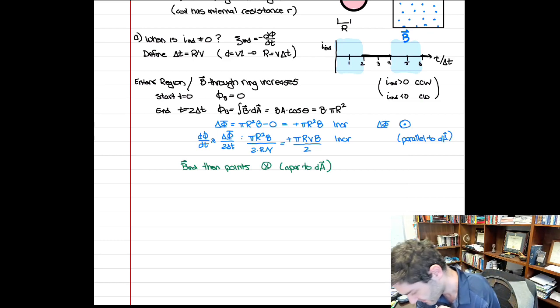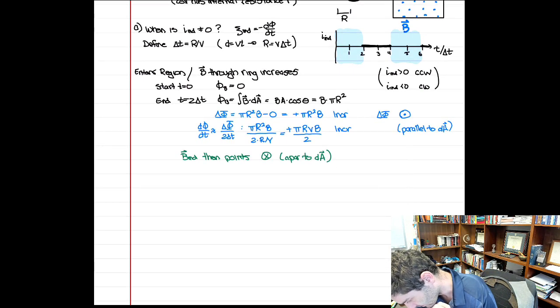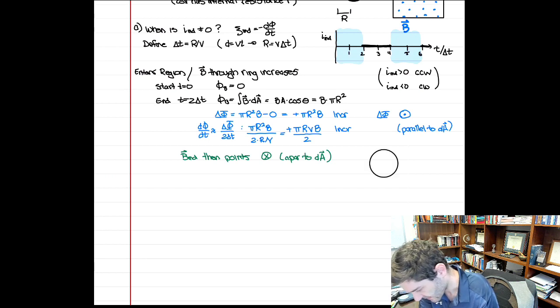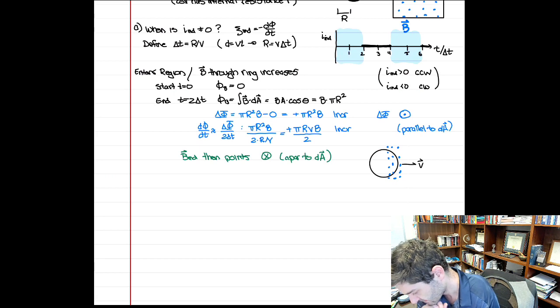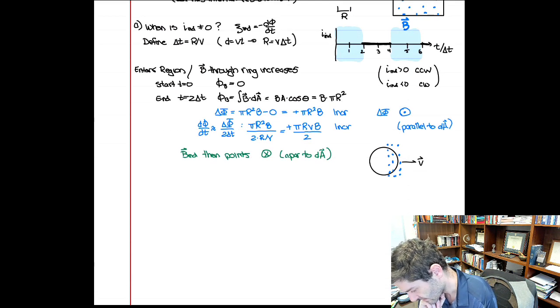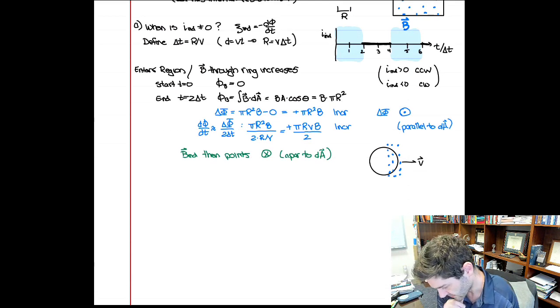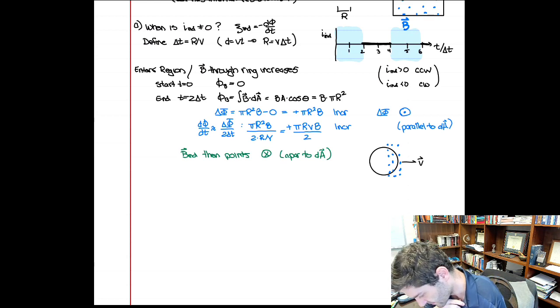How can we have this happen? I'll redraw the loop. So as the flux is increasing, maybe I'll put it partially immersed in the field here. As it's moving to the right, the flux is increasing. We then expect the induced current to go in the counterclockwise.